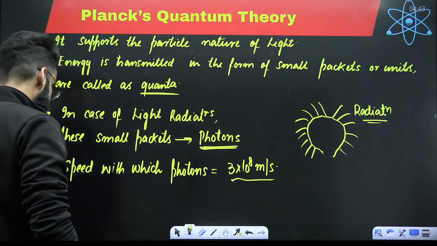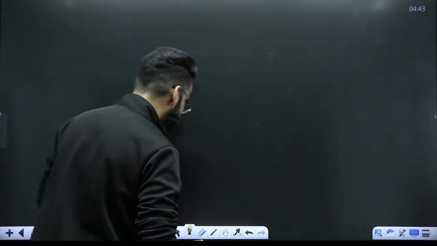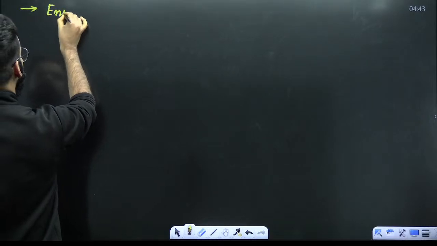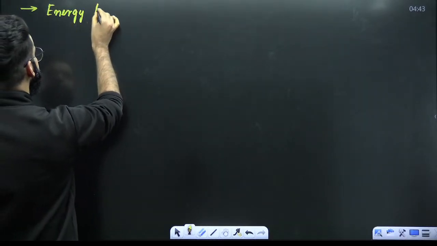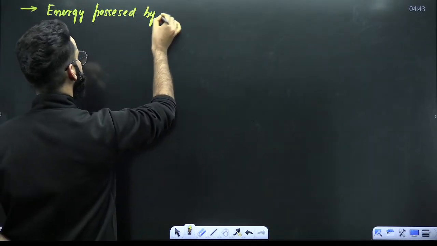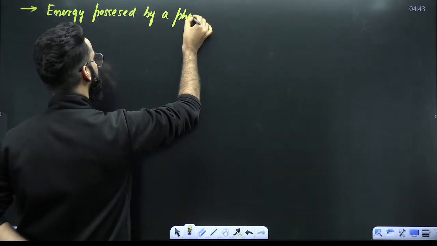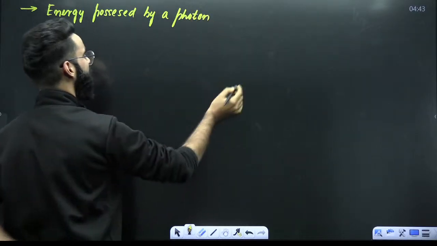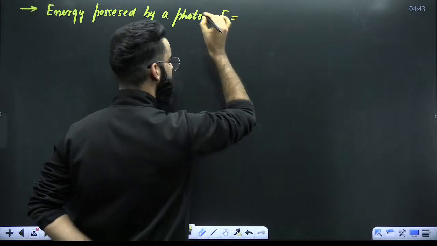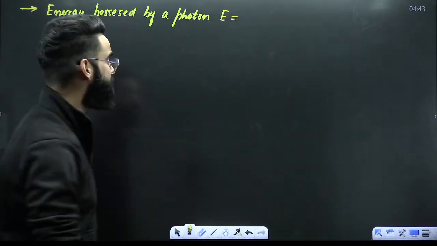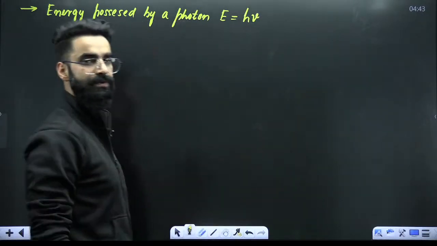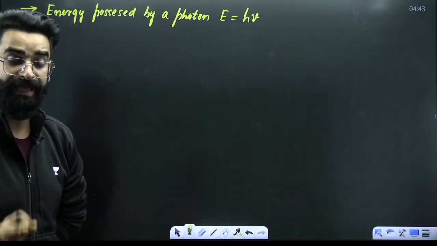If you ask me, what is the energy possessed by one photon? Energy which one photon has, which I'm representing by E, is equal to h nu, my dear student. E is equal to h nu.